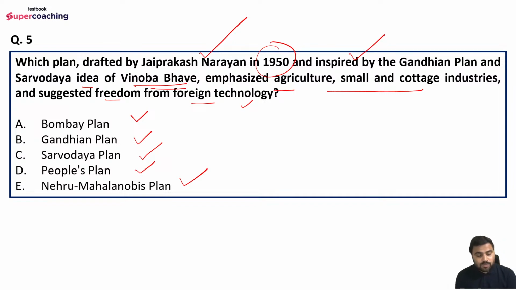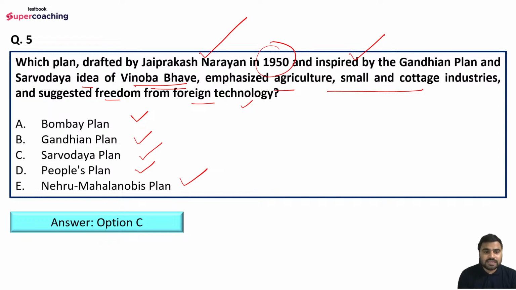फ्रेंड्स, you guys are not participating, do let me know in the chat box, तभी मजा आएगा यहाँ पे पढ़ने में और पढ़ाने में. बताइए गाइस, what do you think? Do not worry about the wrong attempts. Do commit mistakes in these sessions only. So the right answer is option number C, that is Sarvodaya Plan.